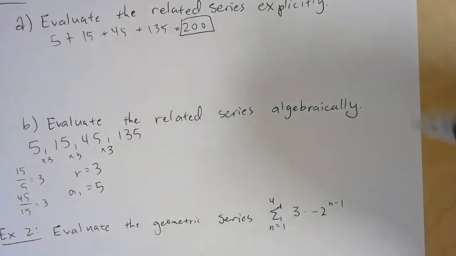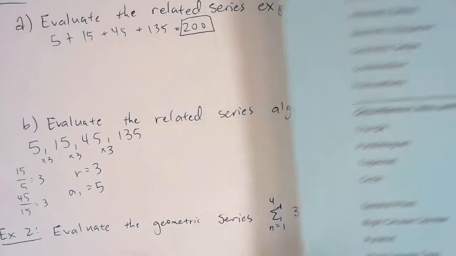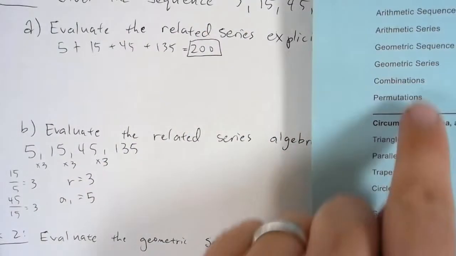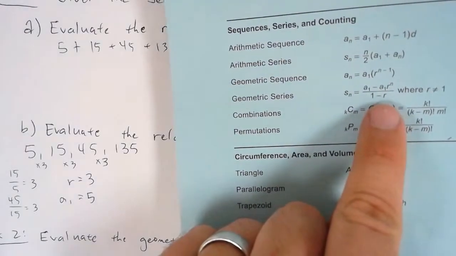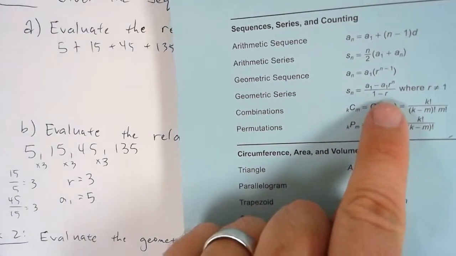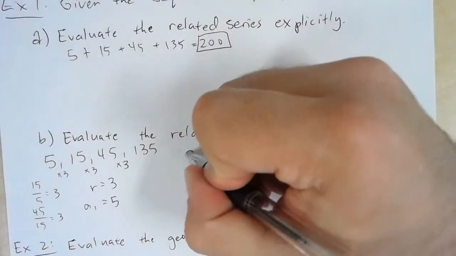So let's use the algebraic formula for this. If you look on your blue formula sheet, I'm looking under geometric series, because that's what we're working with right now. The geometric series formula is given to us right here. And remember, if you need another one of these, I have extras. Don't think that you just have to do this by yourself.